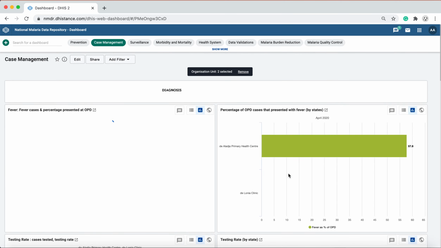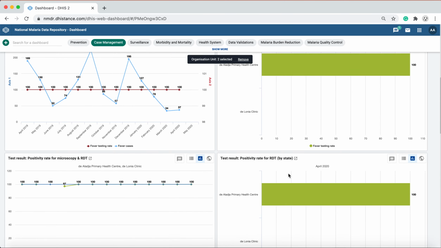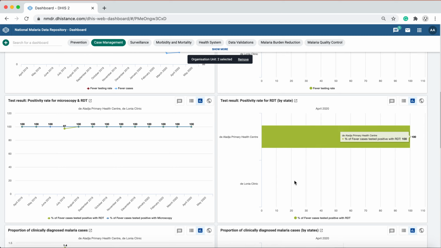You quickly click and then it takes you to it. We were interested in the test positivity rate. As you can see, it's only one health facility driving that 100% test positivity rate, and you would see from the trend that almost all of the data is being tested using microscopy.